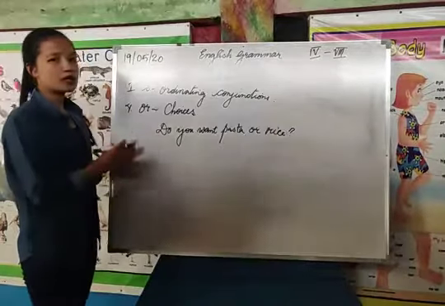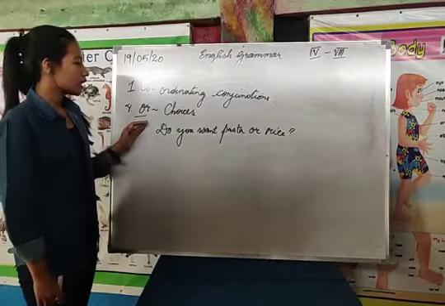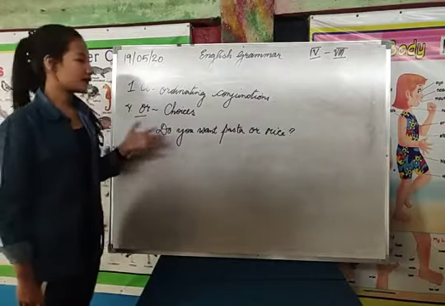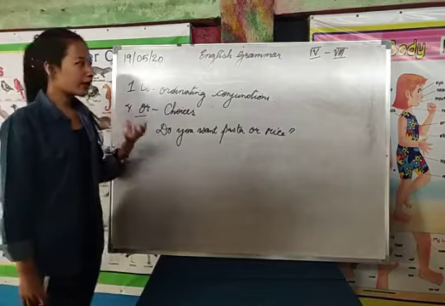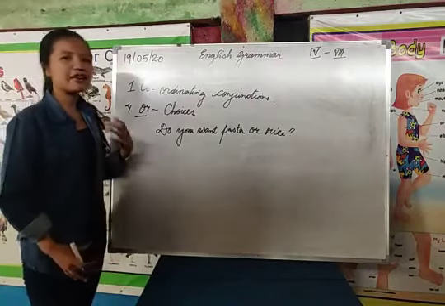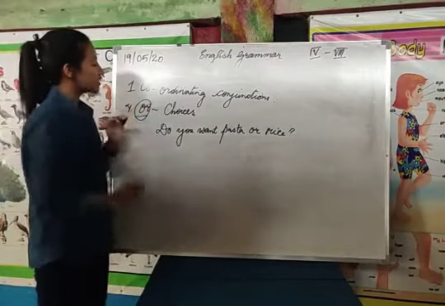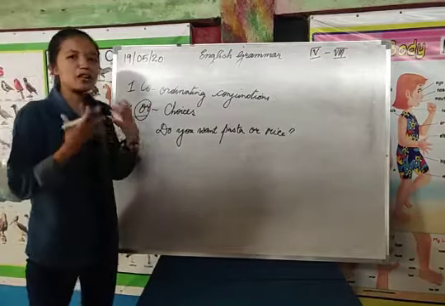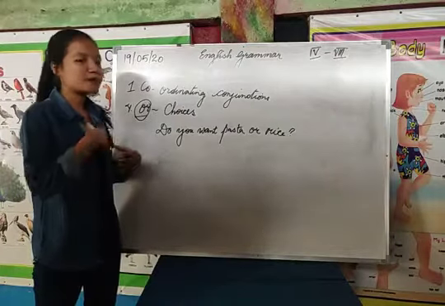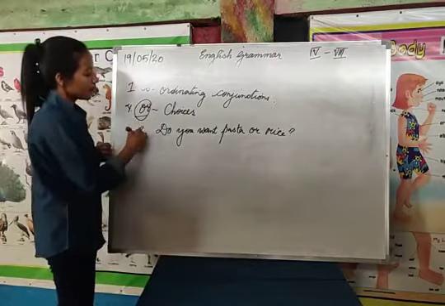The fourth type of coordinating conjunction is or. When do we use the conjunction or? We use it when we make choices. We as human beings like making choices. Yes or no? We like having a lot of choices in our lives. So this conjunction or is used when we make a choice or when we give other people a chance to make choices. So let's have a look at this example.